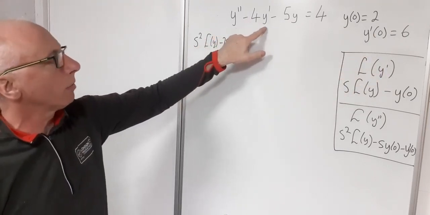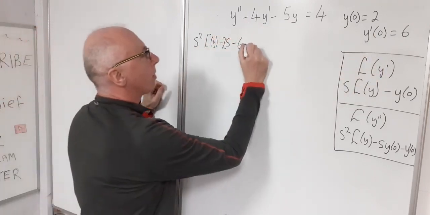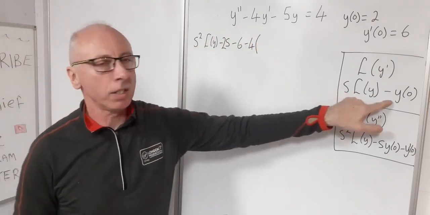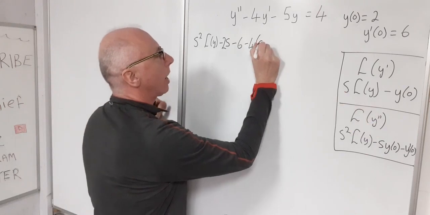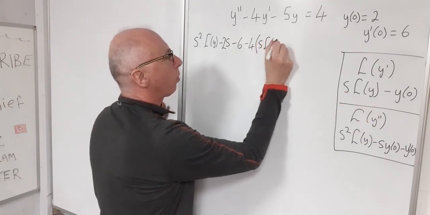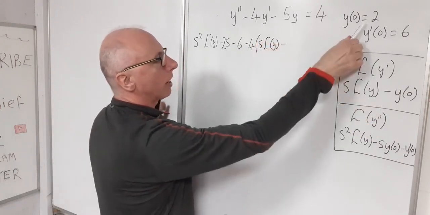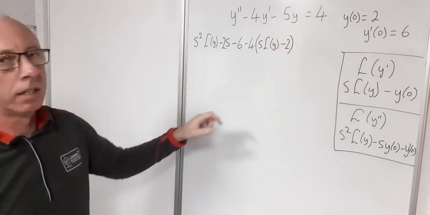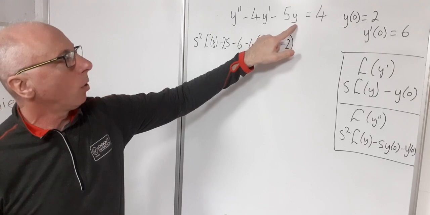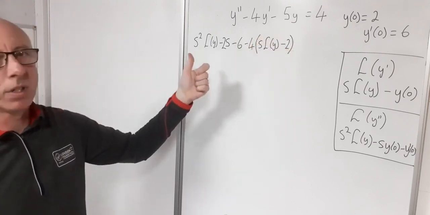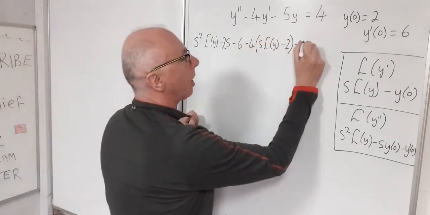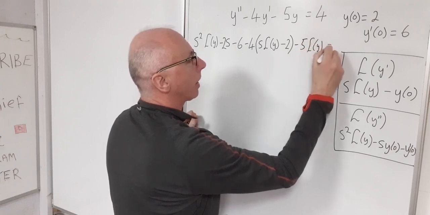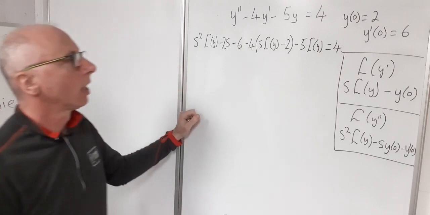Now I want 4 times the first derivative. So now minus 4, and I'm going to need a bracket here. Then I need to input the first derivative transform: we've got s times the Laplace of y, minus the function at 0, which is 2. That takes care of that. And then for 5y, I'm just going to input Laplace of y, so minus 5 times the Laplace of y, and that equals 4.